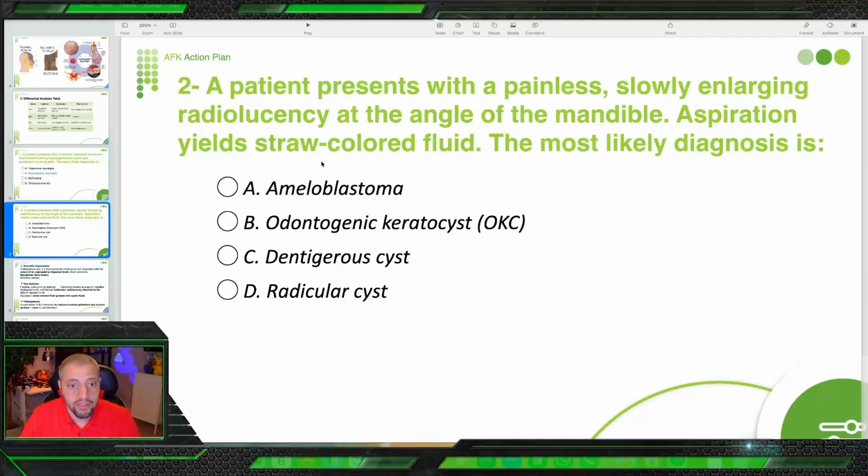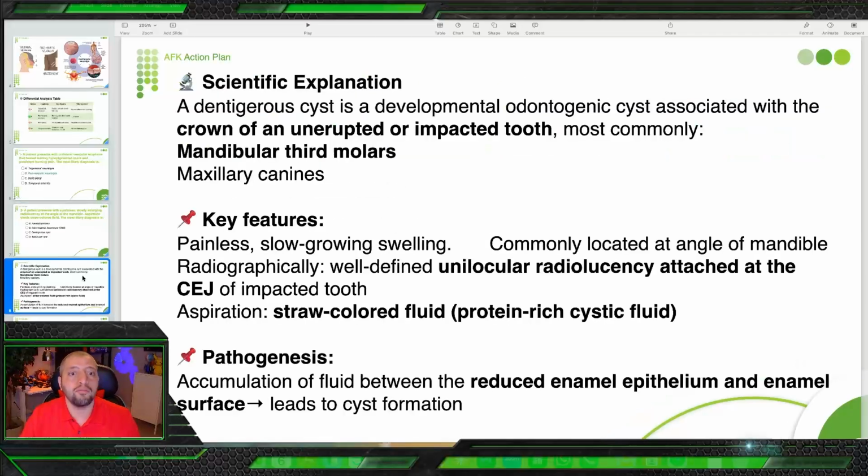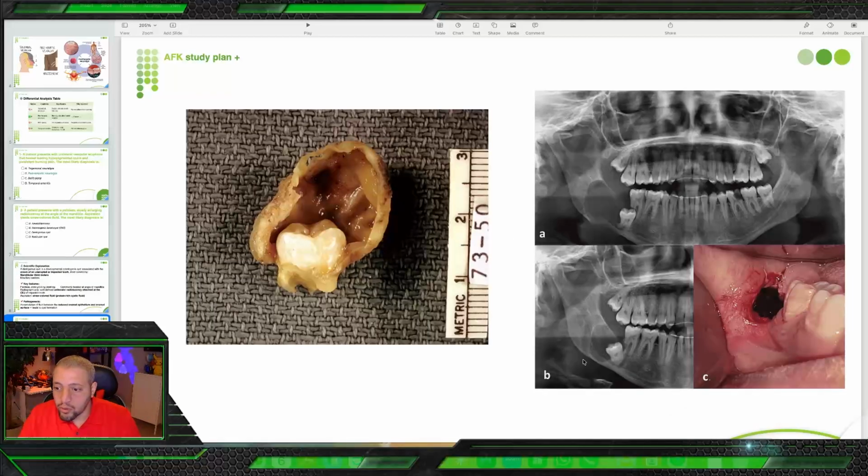Trust me, memorization of histopathology will give you some question like this one. This is a typical dentigerous cyst, which is a developmental odontogenic cyst associated with the crown of unerupted or impacted teeth, most commonly the mandibular third molar and sometimes maxillary canines. Let me stop here. This is what we call a dentigerous cyst.